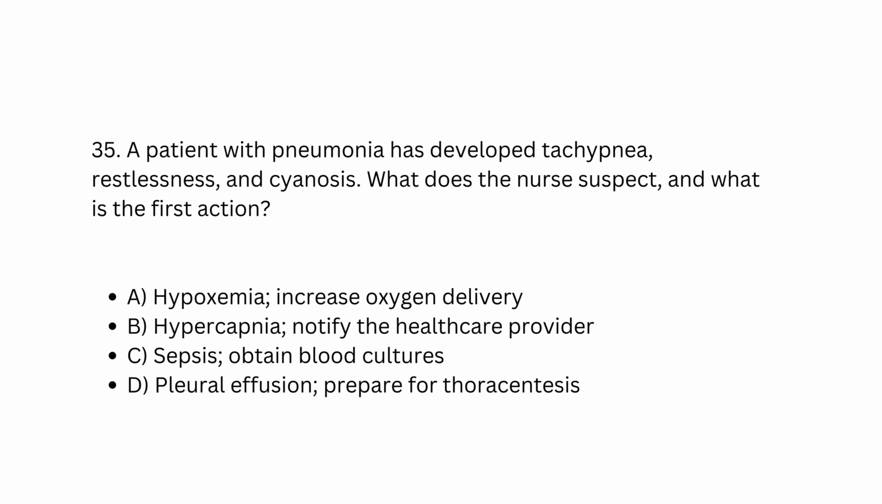35. A patient with pneumonia has developed tachypnea, restlessness, and cyanosis. What does the nurse suspect, and what is the first action? A. Hypoxemia. Increase oxygen delivery. B. Hypercapnia. Notify the healthcare provider. C. Sepsis. Obtain blood cultures. D. Pleural effusion. Prepare for thoracentesis.